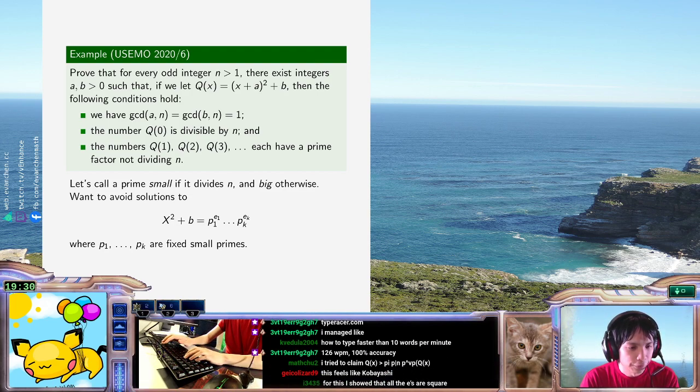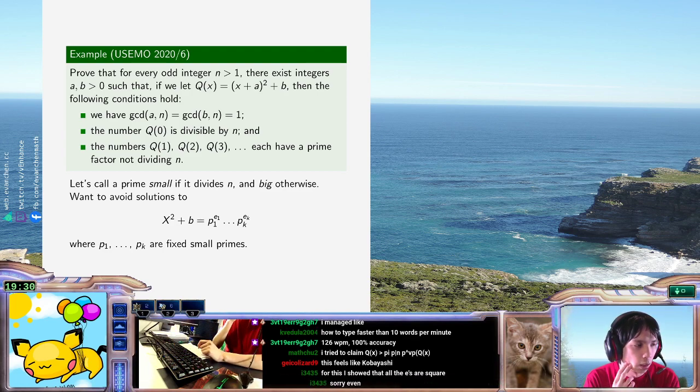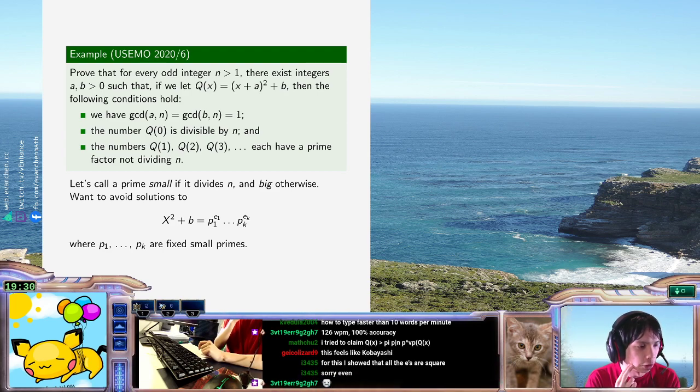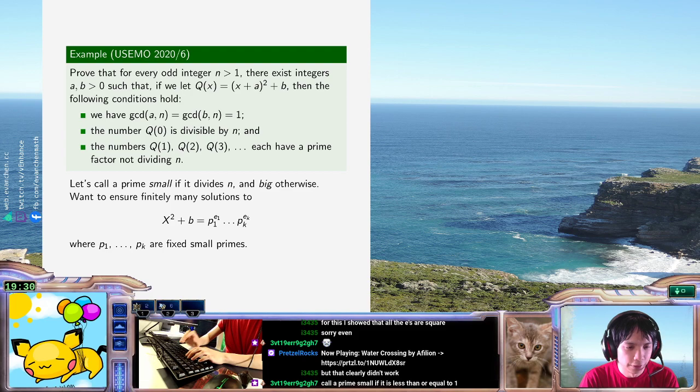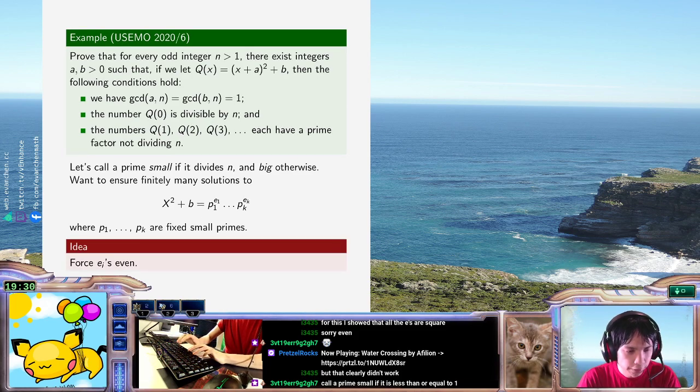It feels like Kobayashi. I agree, it feels like Kobayashi. In fact, I think the problem is equivalent to showing that it's Kobayashi for a quadratic field or something. Someone had a good idea, which is to force the e_i to be even. How do I force the e_i to be even?